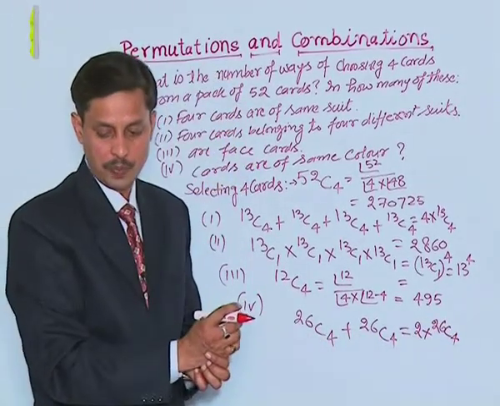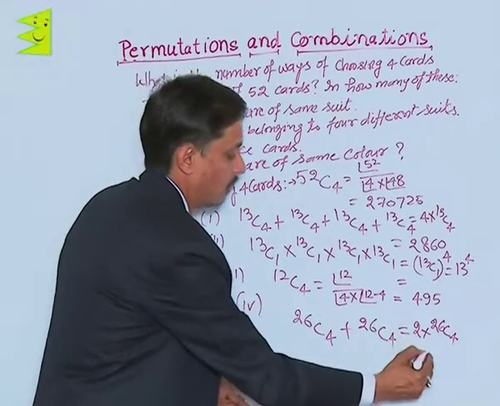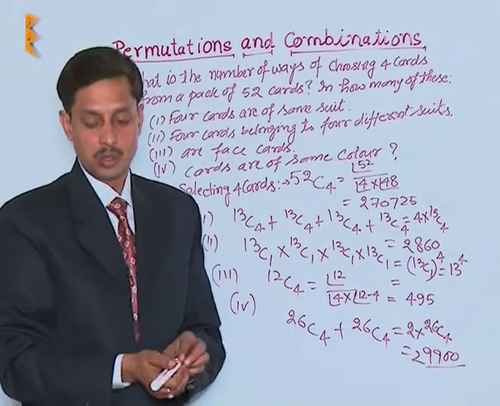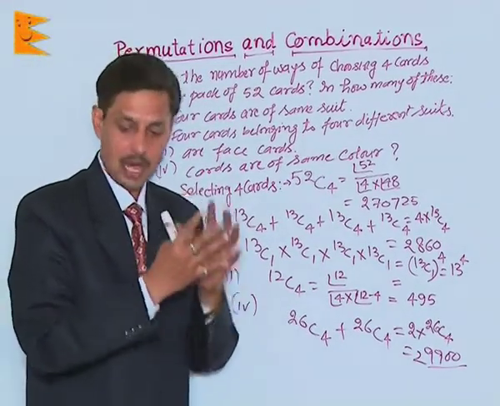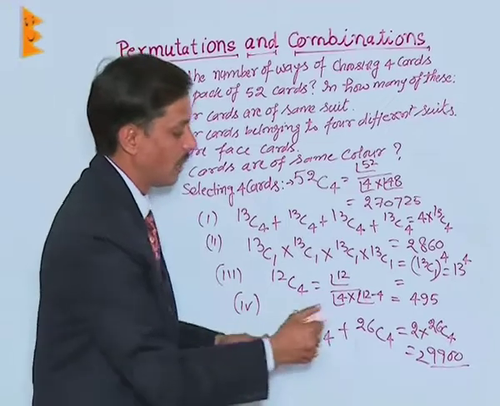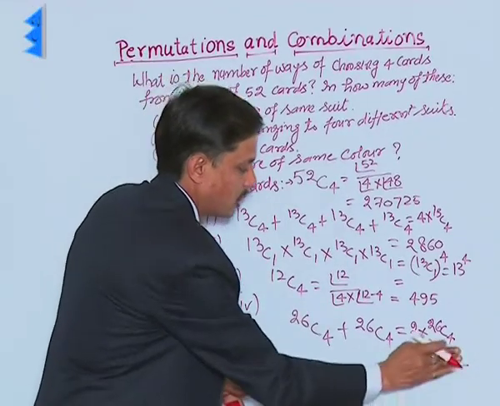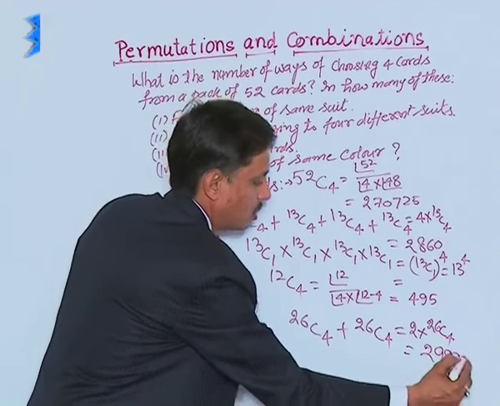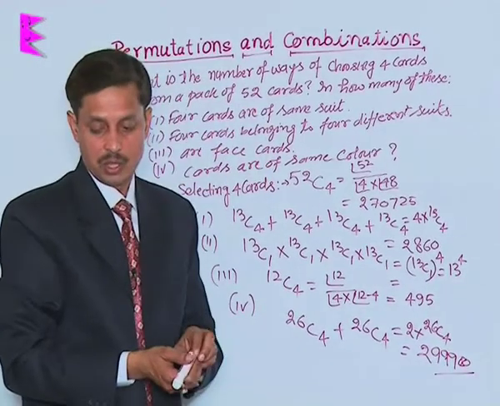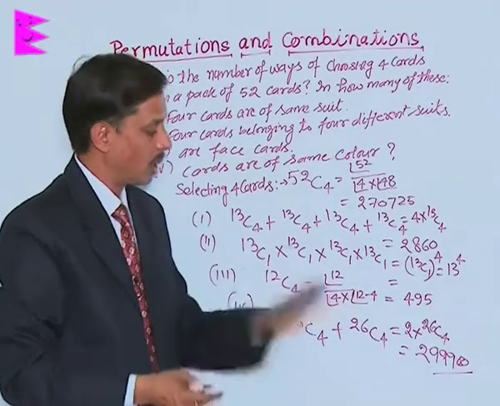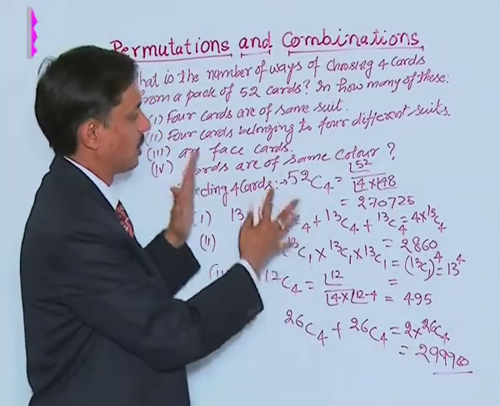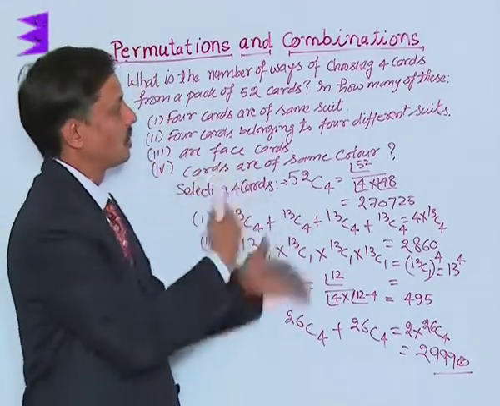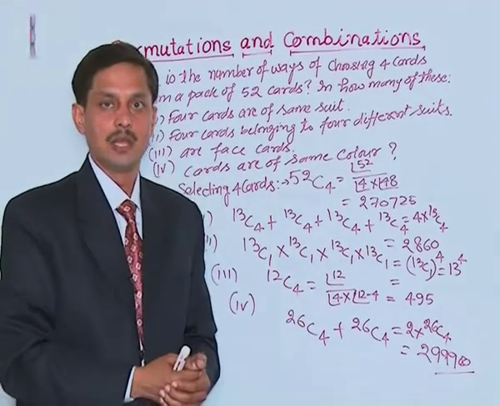2 into 26C4, the answer of this problem when you simplify is 299,900. So this is the way we will apply the formula for calculation. This is the way of solving the problems of permutation under some different conditions.